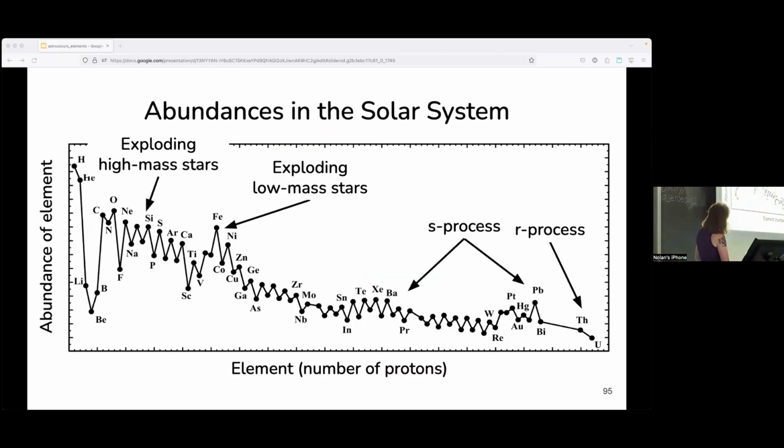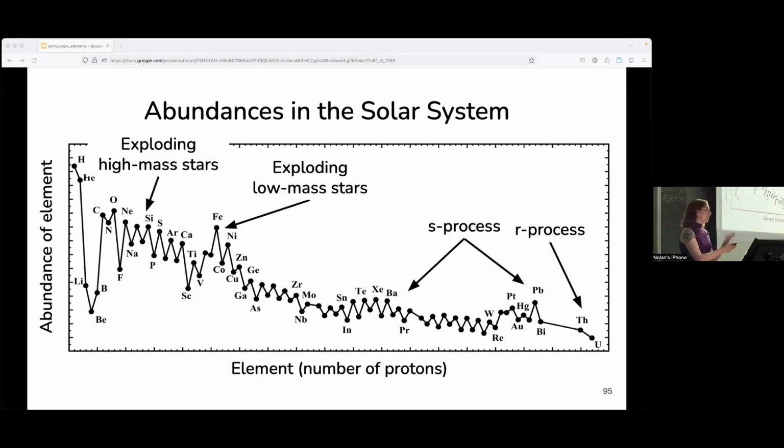So we looked at this graph before. These are the abundances of the solar system, which are basically the abundances of the sun. And you can see evidence of all of these different processes that we talked about. There's a lot of magnesium, there's a lot of silicon from those high mass stars, lots of iron from the low mass ones, and we have all sorts of weird elements like praseodymium over here from the SNR processes.